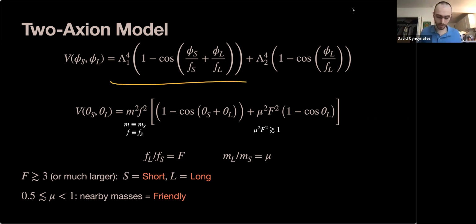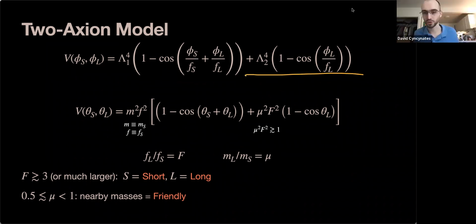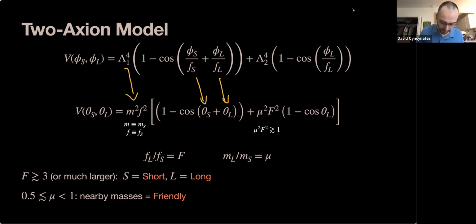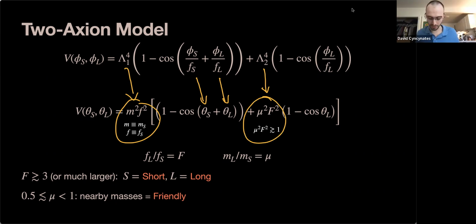The short and long axions couple to one another through this first instanton lambda 1, while the long axion receives its own instanton contribution lambda 2. In order to make our discussion a little bit simpler, we can work in terms of the angular variables theta s and theta l, which are just the axion fields divided by their respective decay constants. And I can pull out an overall factor of lambda 1, which I've rewritten in terms of the short axion mass and decay constant, m and f, respectively. And what's left over is the relative size of lambda 2, which I've written in terms of mu and f, the ratio of the long to short masses and the long to short decay constants, respectively.